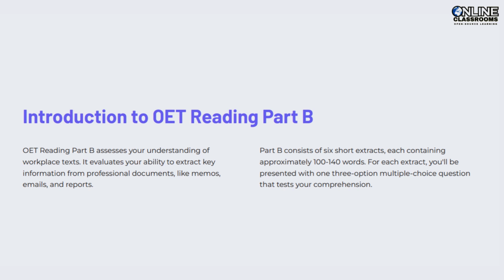OET Reading Part B assesses your understanding of workplace texts. It evaluates your ability to extract key information from professional documents, like memos, emails, and reports. Part B consists of 6 short extracts, each containing approximately 100 to 140 words. For each extract, you'll be presented with one 3-option multiple-choice question that tests your comprehension.